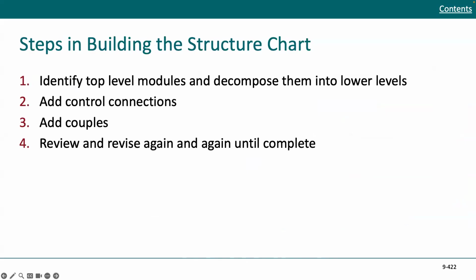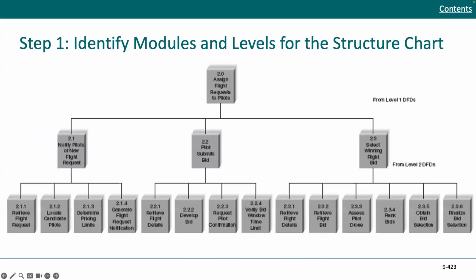So what are the steps in building the structure chart? First, you want to identify the top level modules and decompose them into lower levels. You want to be adding the control connections, adding the couples, and finally review and revise again and again until this is complete. So you can have an iterative process till you get to a final state that you're comfortable with.